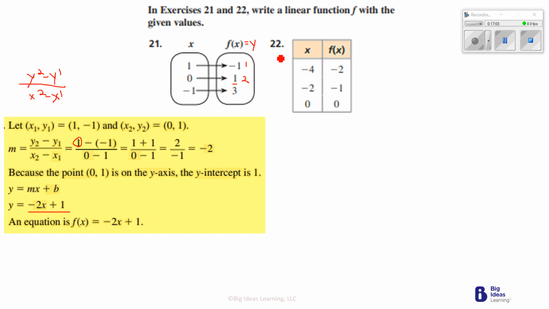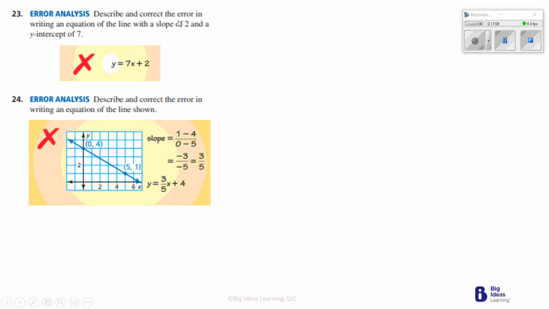All right, 22 is yours to do. I'm going on to do number 23. Describe and correct the error in writing an equation of the line with a slope of 2 and a y-intercept of 7. So what did they do here? It seems pretty obvious to me. They took the y-intercept and made it the slope, and they took the slope and turned it into the y-intercept. This is backwards. So to correct this, we would put y equals 2x plus 7.